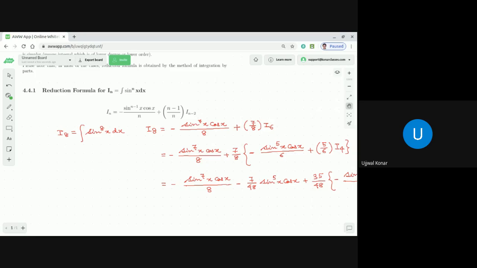Was it easy to do in the 2-3 minutes we spent? Not right? You really cannot do it in 2 to 3 minutes or 5 minutes. Without remembering the formula, if you want to try to integrate sine to the power 8x dx, you can do it because you know the concepts. But it will be a very, very lengthy procedure.